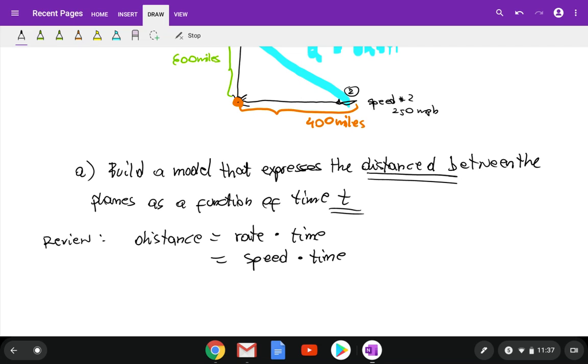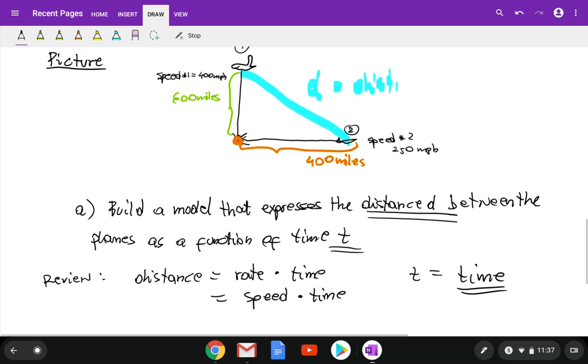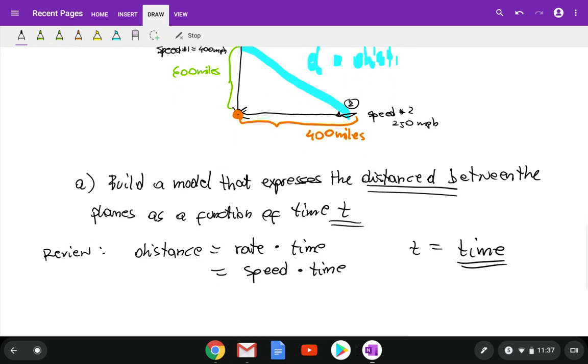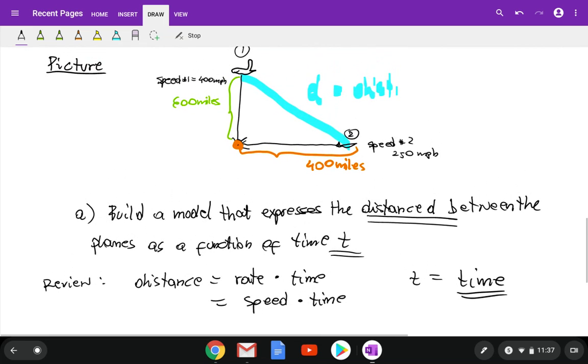So t will represent time. We have no information about how long the planes are flying, or what the time will be when they meet at that point right here in orange. So we have to introduce the variable t for time. Okay, so what we know is the distance, which is 600.